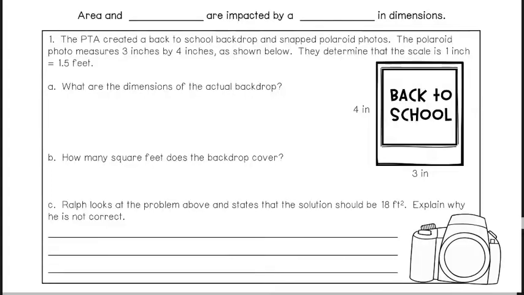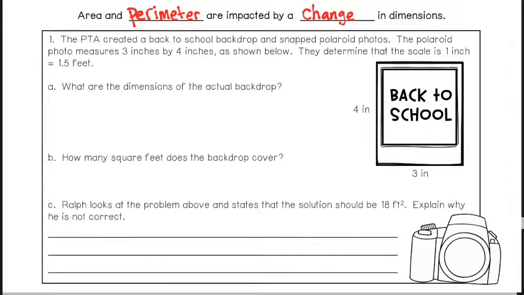But first off, the area and the perimeter are impacted by the change in dimensions. So if we change the dimensions of this picture here, that's going to change the distance of the perimeter, and it's also going to change the area that the space takes up.